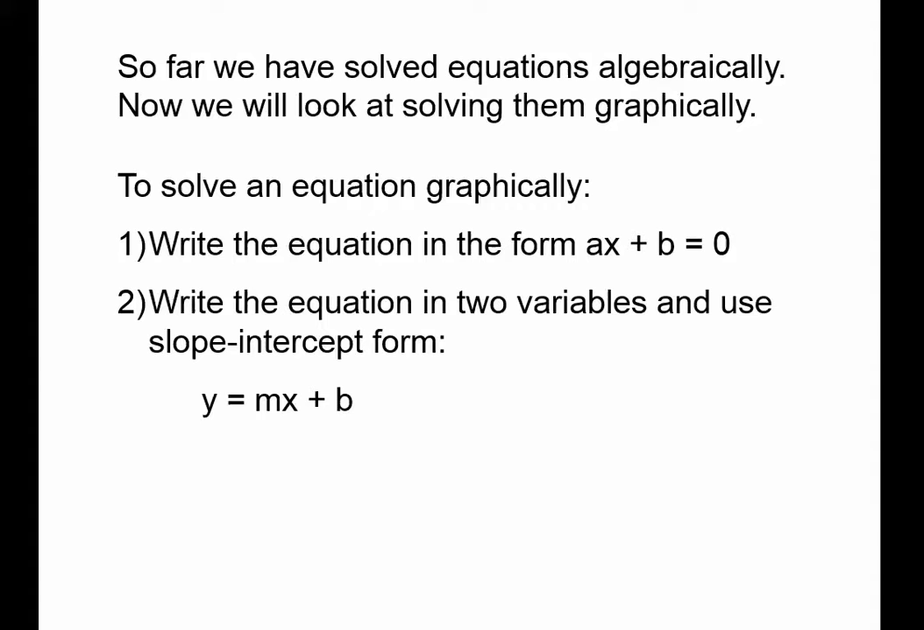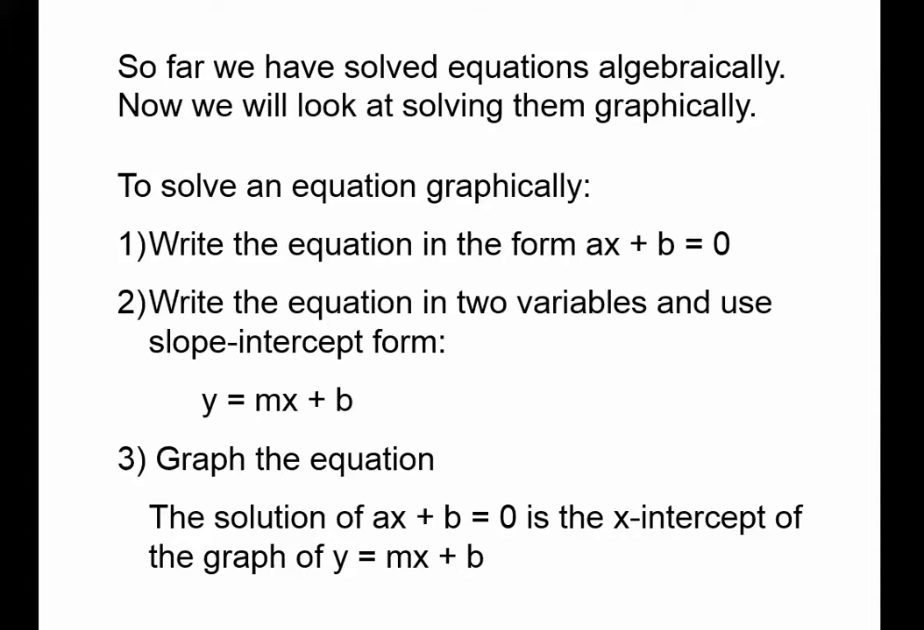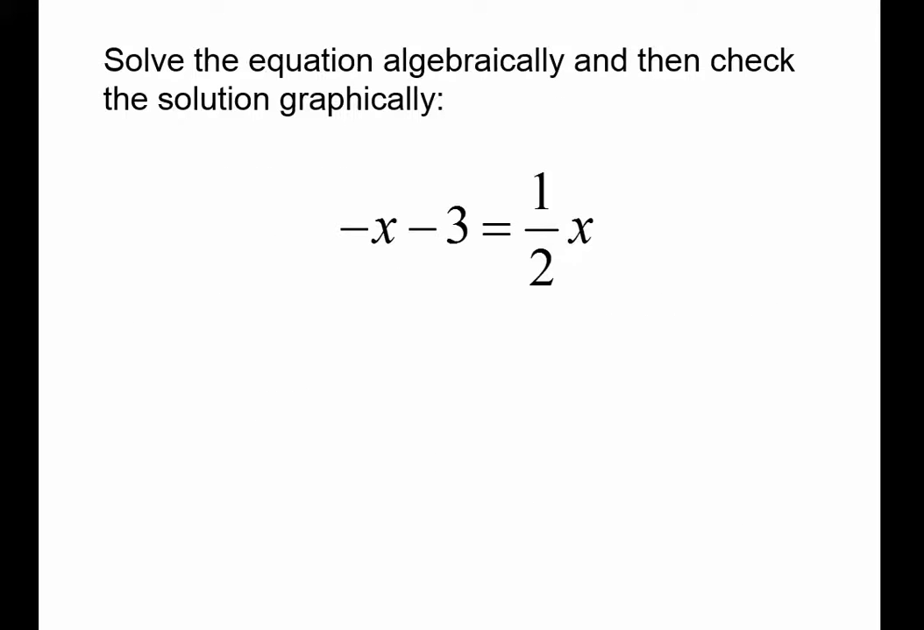That's going to allow you to graph it, because you already know how to graph y equals mx plus b. So you're going to do the quick graph that we did in the last lesson. Start with your y-intercept and then use your slope to plot your other points. And then once you get your graph, your solution is actually located somewhere on the graph. Wherever that graph crosses the x-axis, that is the x-intercept, and that's going to be where your solution is located.